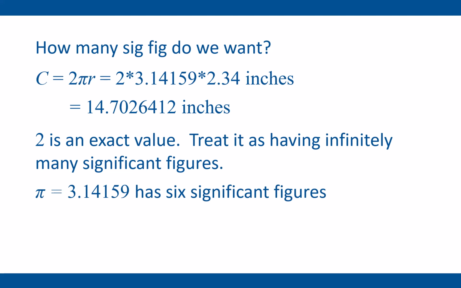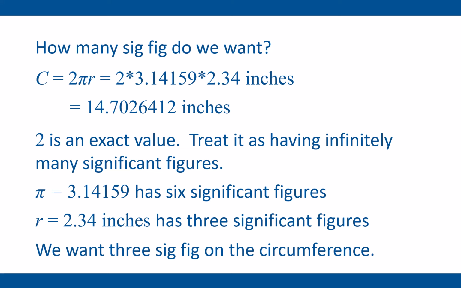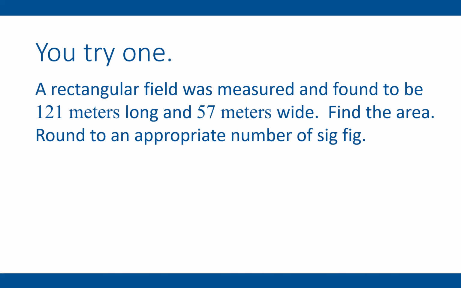Pi is also an exact value, but I did not type infinitely many decimal places into my calculator. I used only 6 significant figures of pi. The given radius has 3 significant figures. Taking the smallest of those, we conclude that our result has 3 significant figures, so we round it to 14.7 inches. Now you try one. Pause the video, work the problem, and then restart the video to see how you did.